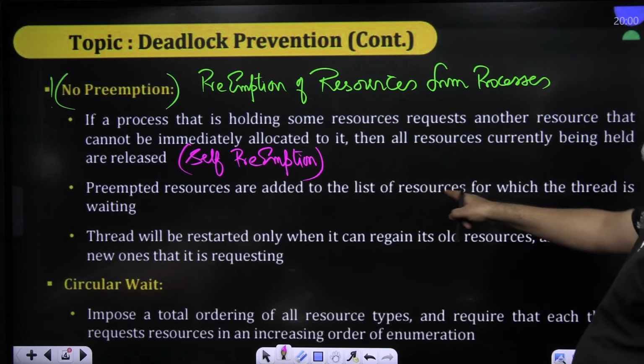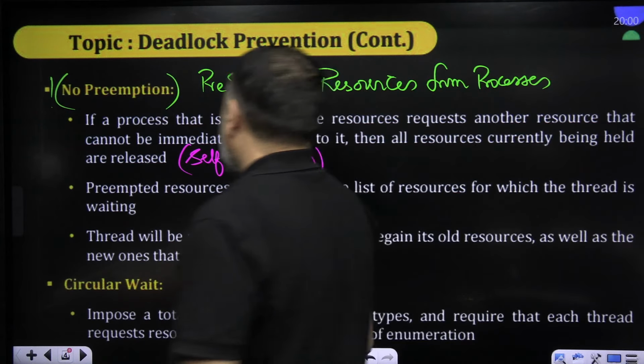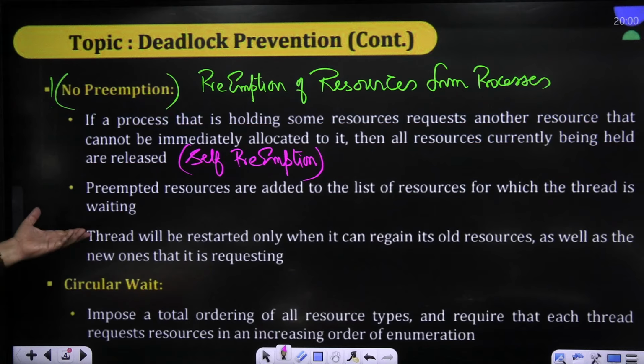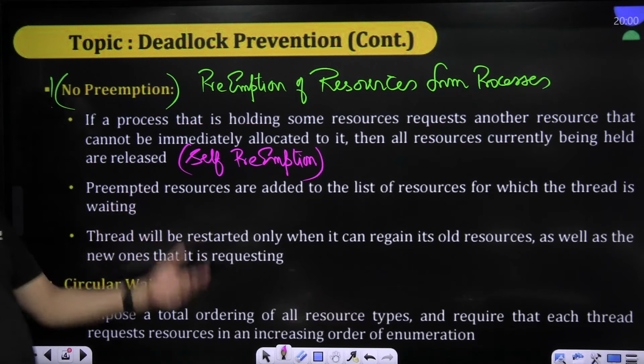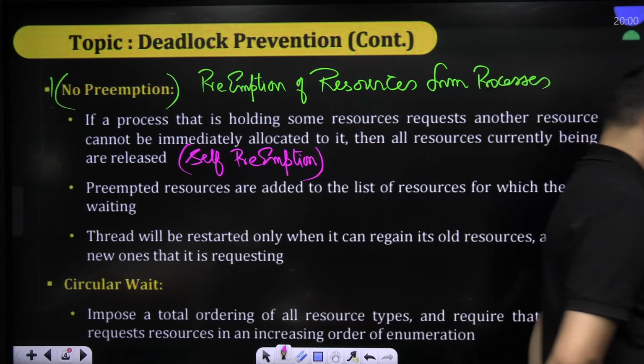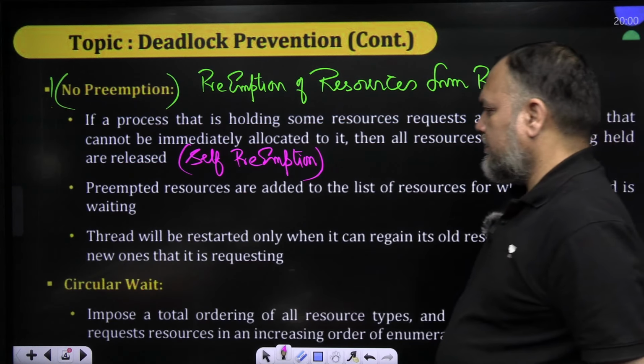Preempted resources are added to the list of resources for which the process is waiting. The thread will be restarted only when it can regain its old resources as well as the new ones that it is requesting. Phir se use restart karna padega. Ye hai basic ideology of resource preemption. Theek hai? Lastly, circular wait.